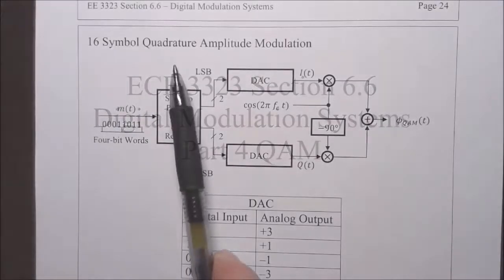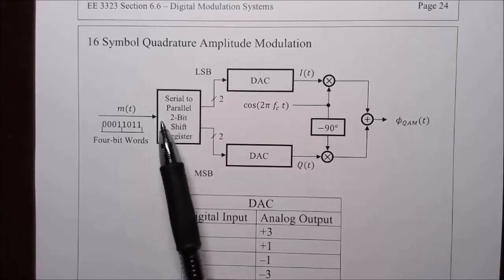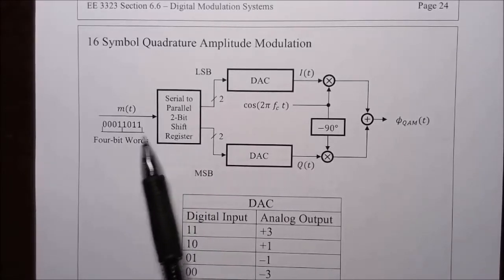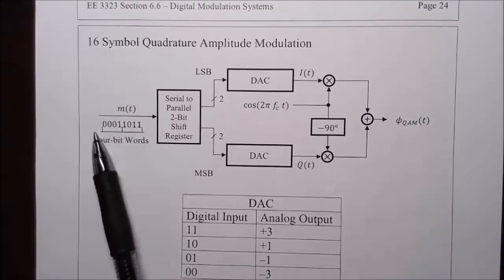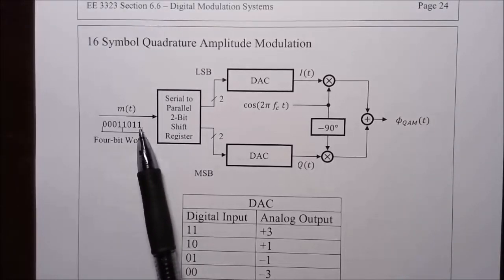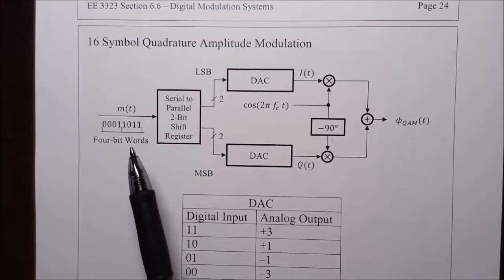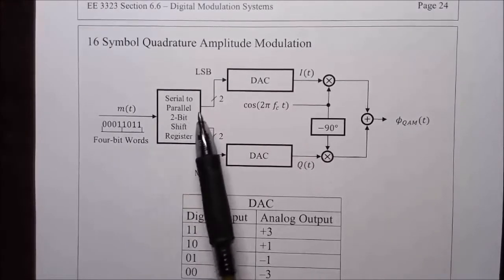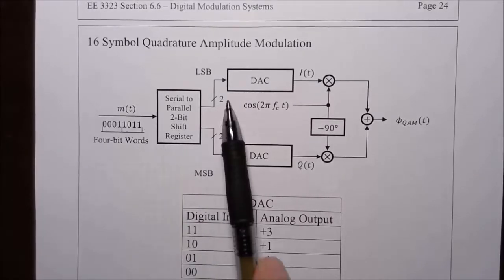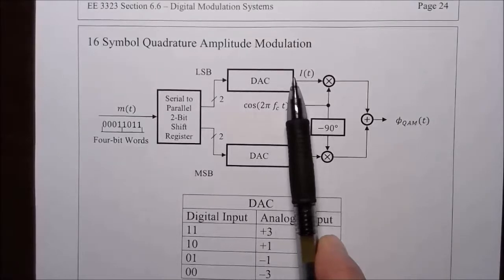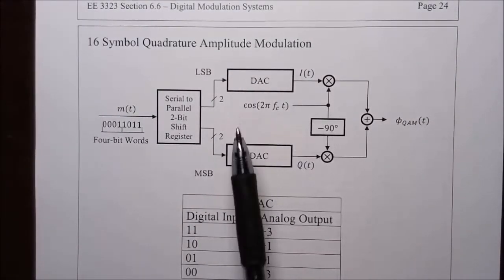Let's push this quadrature amplitude modulation a little bit further. Instead of using 2-bit symbols, let's use 4-bit words. So our incoming binary signal is now divided into 4-bit words. So this is a serial in to 2-bit out shift register. We'll take the 2 least significant bits to the top line through a digital to analog converter.